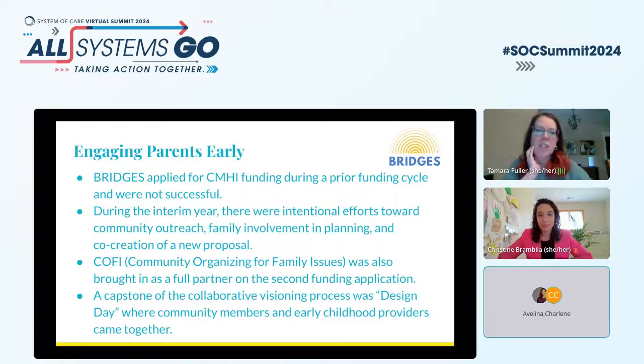Okay, so the first strategy that was successful is engaging parents early. I'm going to give examples about Bridges here. Bridges applied for funding in the 2.0 cohort, and they did not receive funding at that particular time. So what they did during the interim year before they applied for funding again with the 3.0 cohort was that they were very intentional in their efforts at community outreach, at involving parents in the planning process, and then co-creating a new proposal.